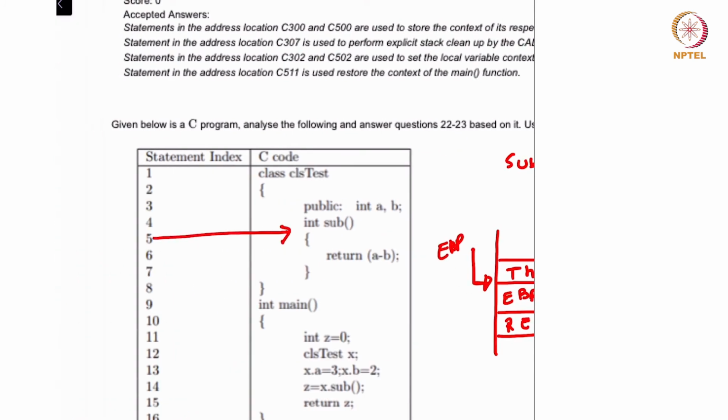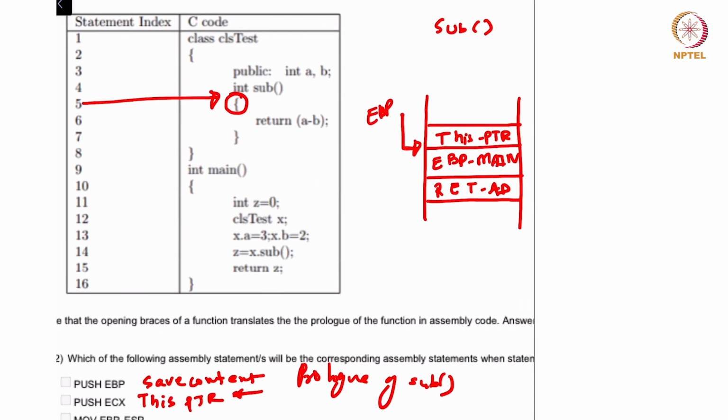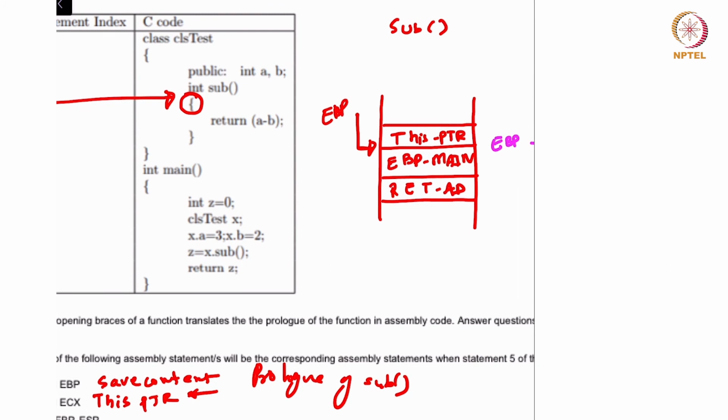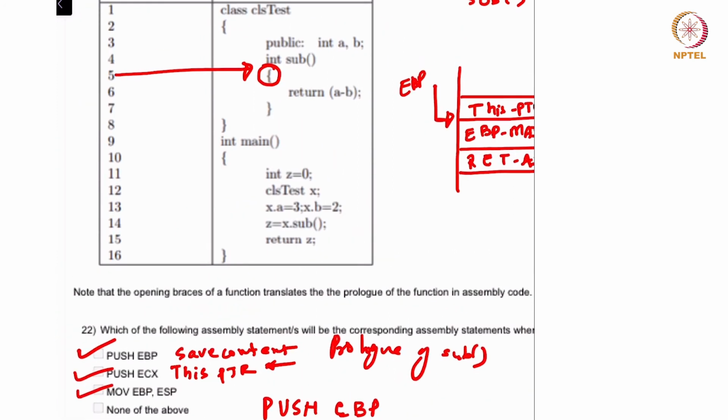So this is statement 5, and when this line is executed, what happens is basically the prologue of the function sub is executed. So what is there in the prologue? It just consists of the usual statements, which is push EBP, then move EBP, ESP, setting the local variable space, and thirdly we have push ECX, which pushes the this pointer into the stack. So push EBP, move EBP, ESP, and push ECX are the three statements that you will observe, which constitute the prologue of this code.